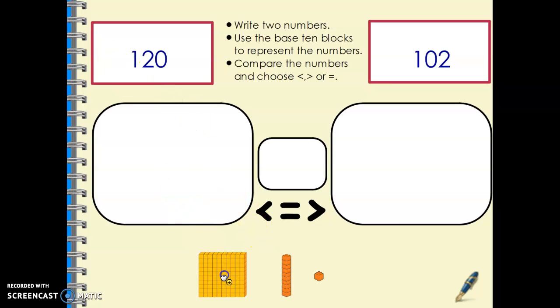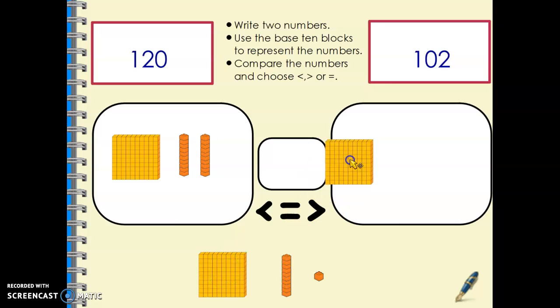So 120, I have 100, 110, 120. Over here I have 102. So that's 1, 2. So let's look. Over here is 120. Over here is 102. So what symbol needs to go here to make this true?